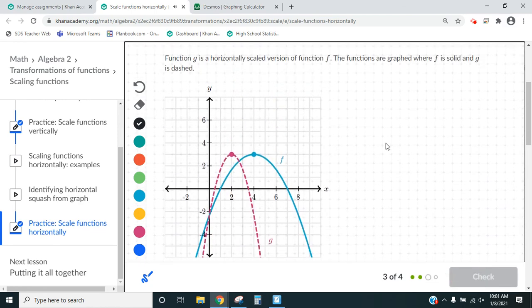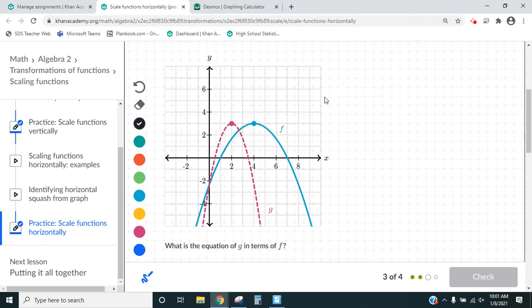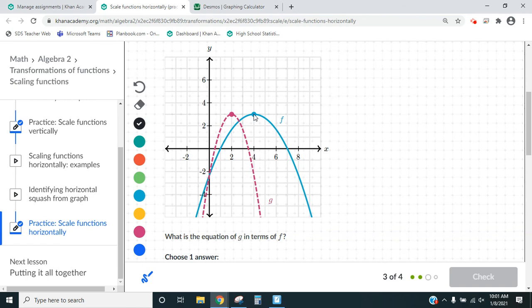All right, last one, and I'll leave you alone. Function g is a horizontally scaled version of f. So f was the beginning. Tell me how did it get to g? What happened horizontally? Well, right now, this is at an x-coordinate of 4, right here. The new x-coordinate is 2, right? So if it went from 4 to 2, that's a shrink.